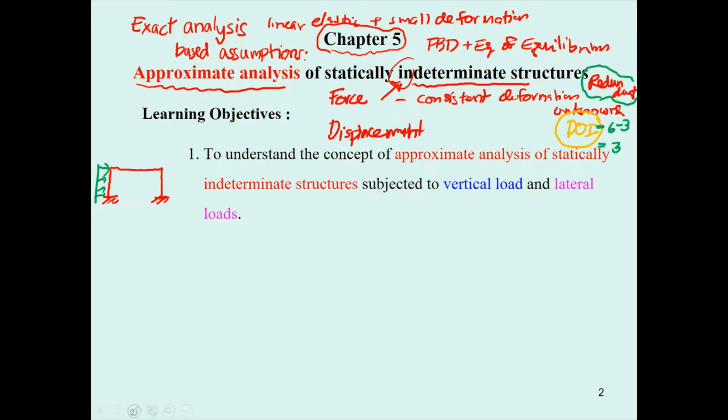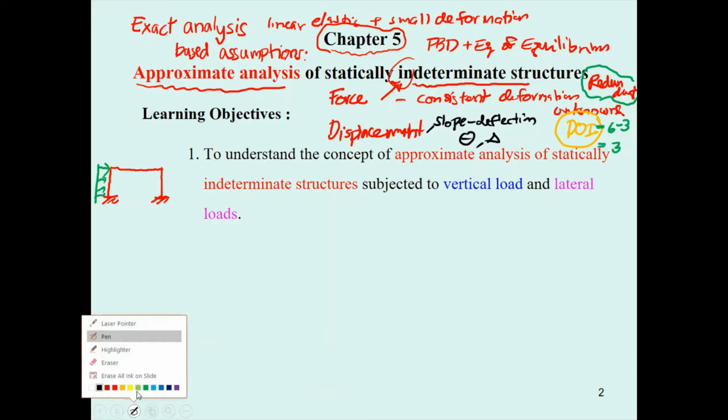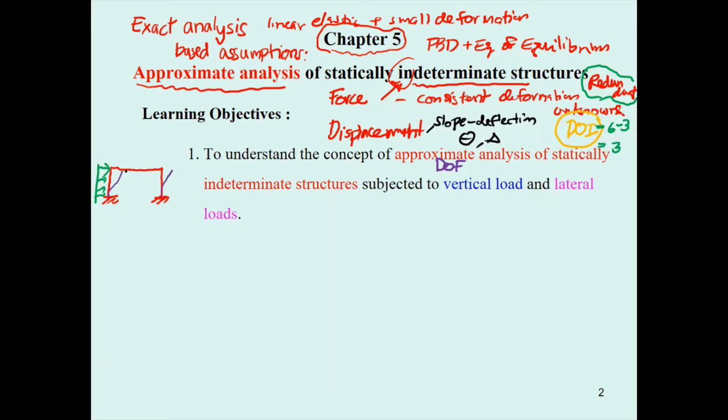Another method is the displacement method, such as the slope deflection method. In the slope deflection method, we use the slope and the deflection as the unknowns. Based on this, we consider the degrees of freedom. Under the application of this force, the frame will deform roughly like this.